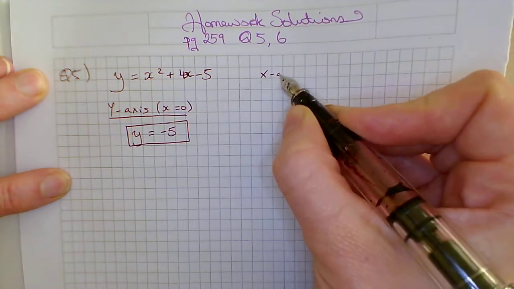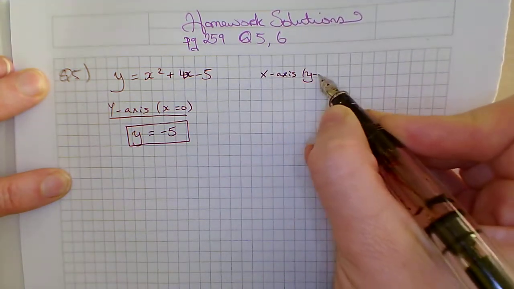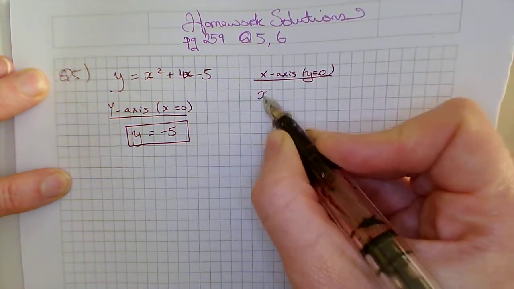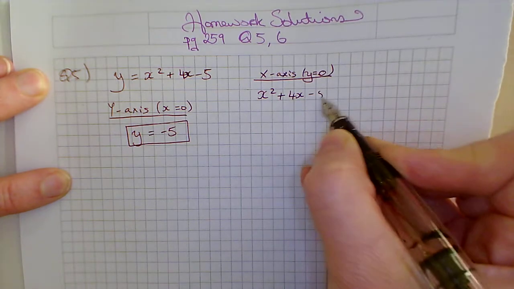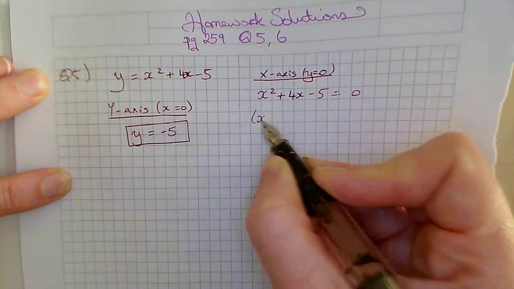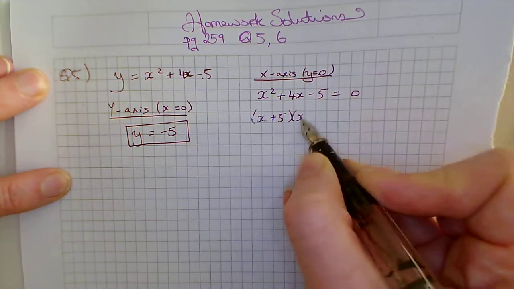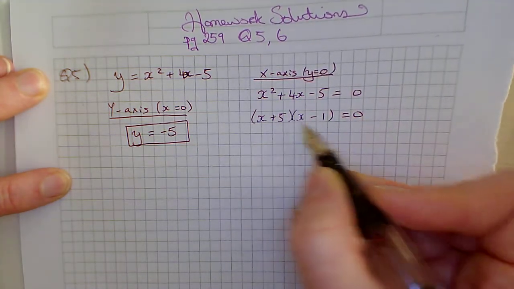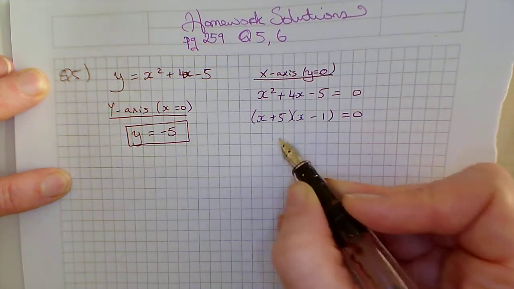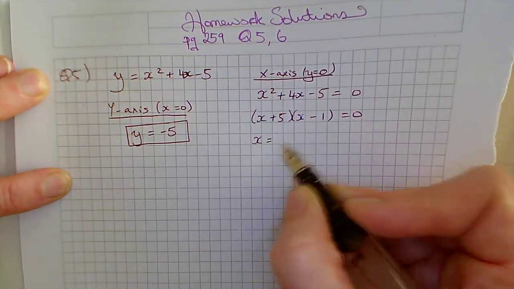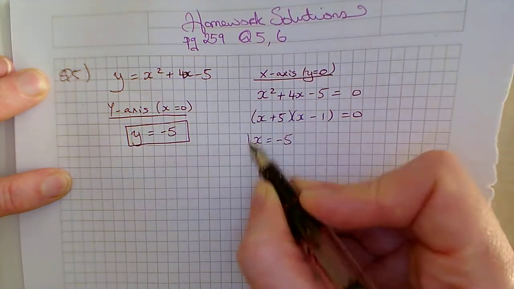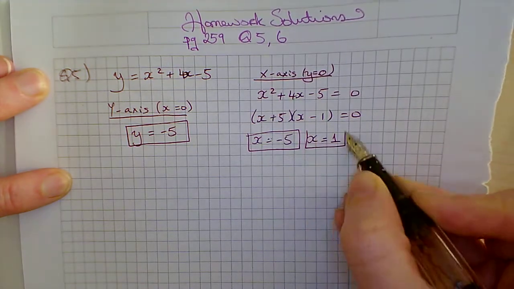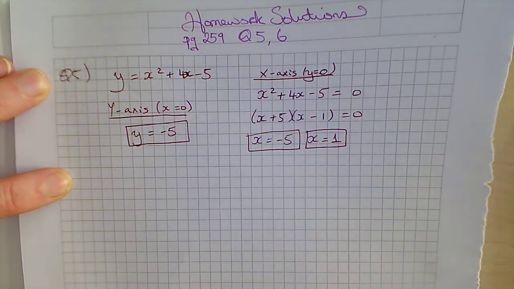Then I want to find the x-axis, which means y is equal to 0. That means I need to solve x squared plus 4x minus 5 equal to 0. I can use the minus b formula, or I can factorize it by finding two numbers that add to give me plus 4 and multiply to give me minus 5. Then each factor in turn equals 0, so either x is equal to minus 5 or x is equal to 1.